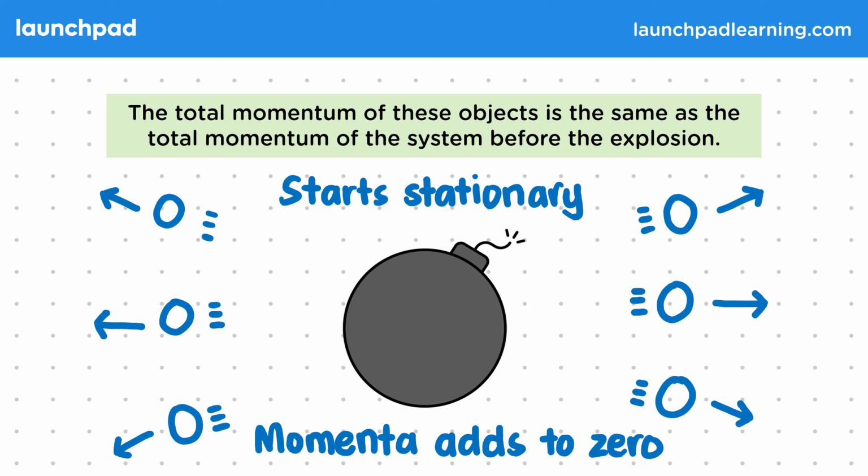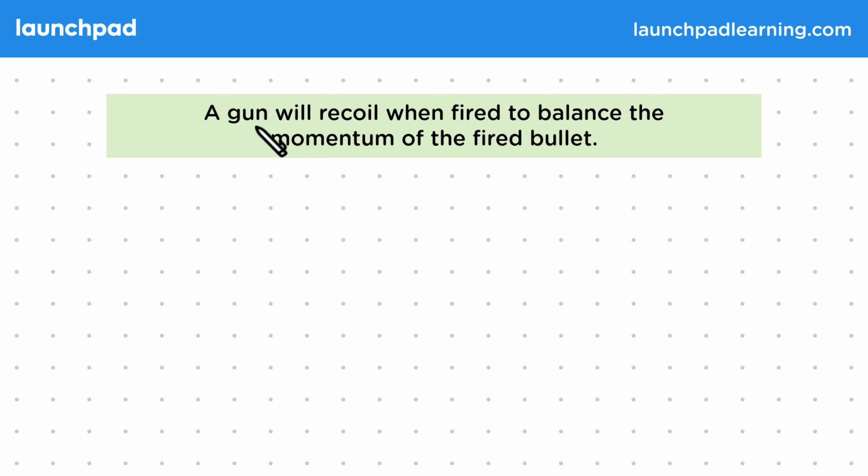This example shows us a general idea of how to work with momentum in explosions, but in your exam, you'll likely only come across one-dimensional examples with only 2 or 3 particles. Let's take a look at the most common of these. A gun will recoil when fired to balance the momentum of the fired bullet.